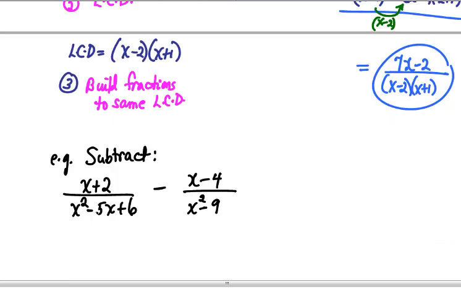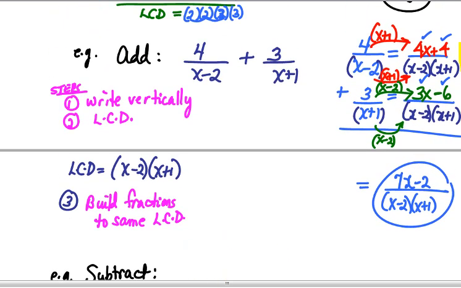We're now going to do another problem which has a little more to getting the LCD. We're now going to do a subtraction problem. We're going to subtract this fraction, x plus 2, over the quantity x squared minus 5x plus 6, and we're going to subtract from that the quantity x minus 4 over x squared minus 9. First step, which is important, it makes more sense with subtraction: we're going to have to put the numerator when we're subtracting in parentheses.